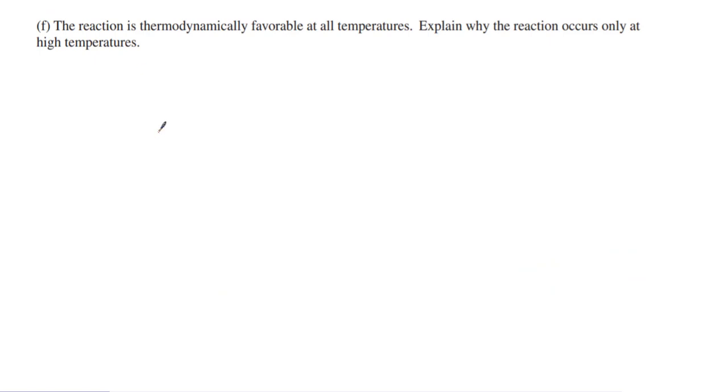Part F shows up on every single AP chemistry exam, and this one is if the reaction is thermodynamically favorable. What do we know about thermodynamically favorable? That means your delta G is negative, and so right away you might think this is a delta G equals delta H minus T delta S problem. I know my delta S is positive 75. I know my temperature. I don't know my enthalpy, my delta H though, and they want to know, explain why the reaction only occurs at higher temperatures.